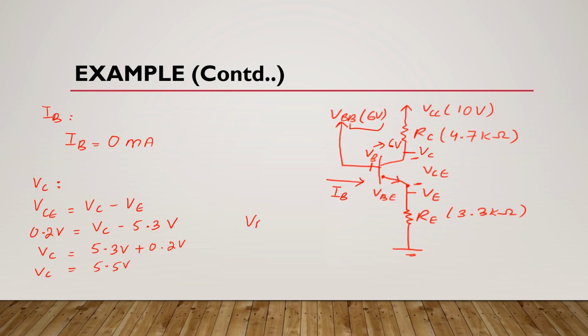Here VB is 6 volts, VE is 5.3 volts and VC is 5.5 volts. As you can see here, VB is greater than VE and VB is greater than VC. It means this transistor is in saturation mode. Okay, it means it is on if it is acting as a switch.